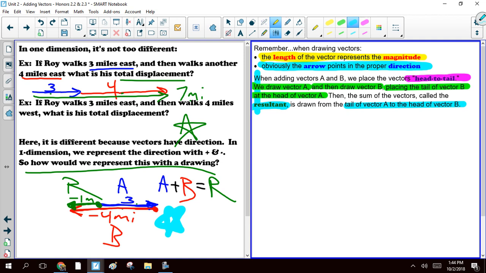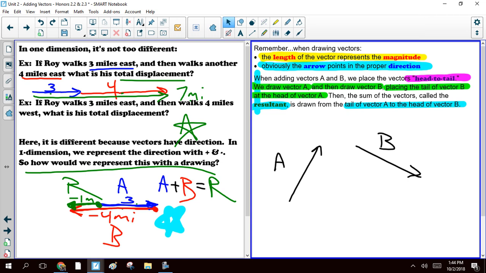So suppose I had this. Suppose I had vector A and I had vector B, and I wanted to mathematically add them. Well, what I would do is I'd say, all right, here's my vector A. It's already on the screen there. To add it to vector B, I would take vector B.